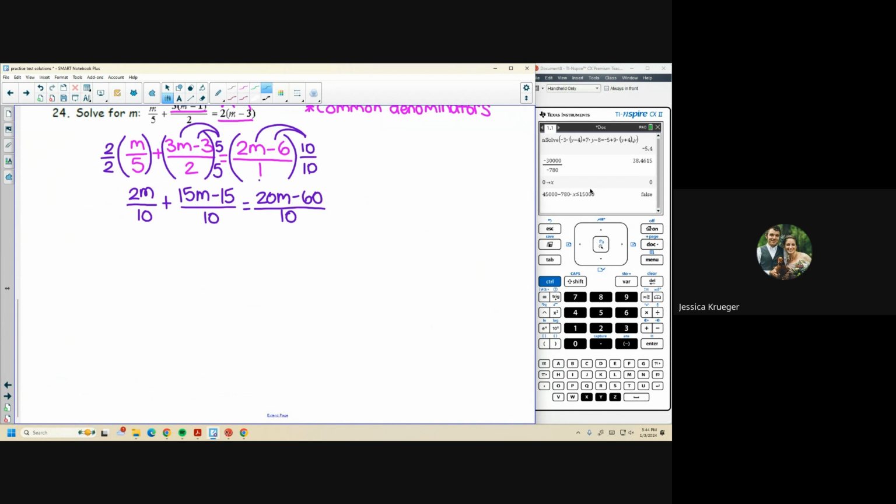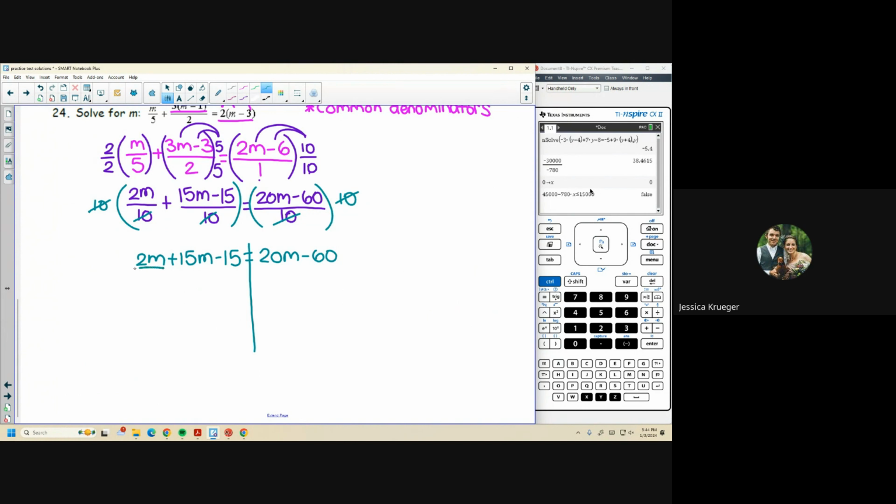And now I can multiply both sides by 10 to get rid of that denominator. So this 10 and this 10 are going to divide out and leave me with 20m minus 60. This 10, when I distribute it, will divide out with those two 10s there. So on the right side, I'll be left with 2m plus 15m minus 15. And now this is much easier to solve.